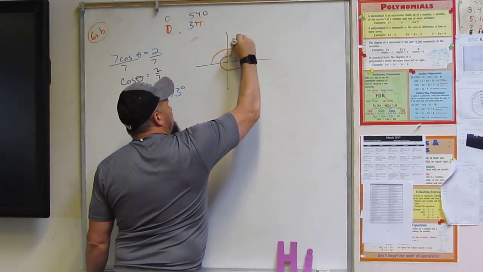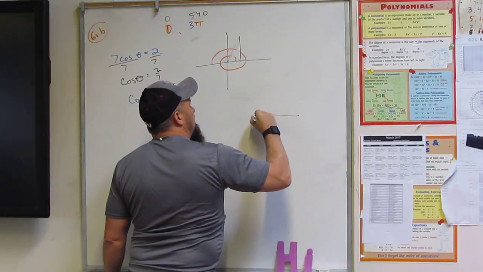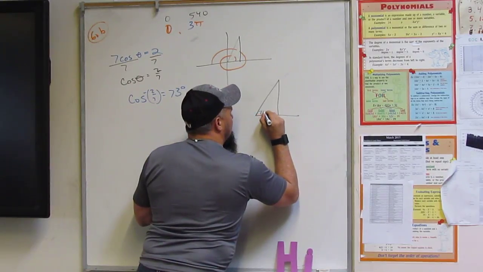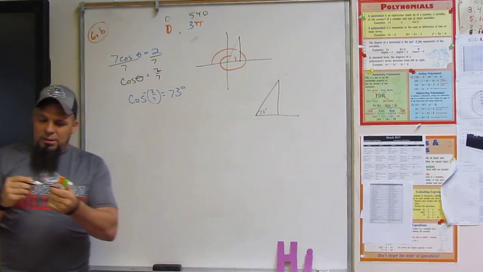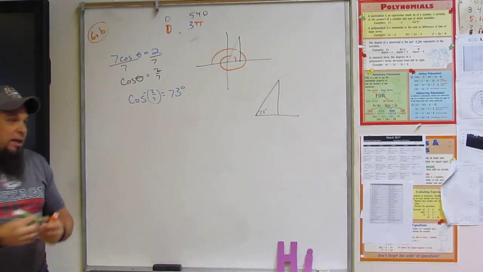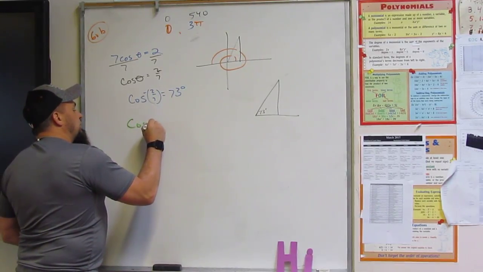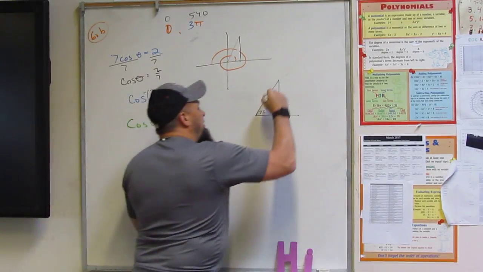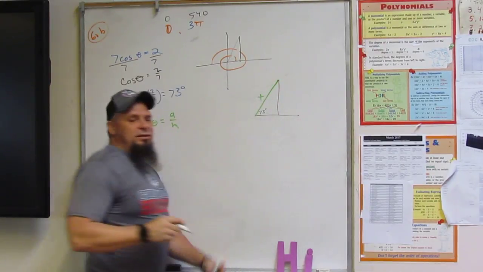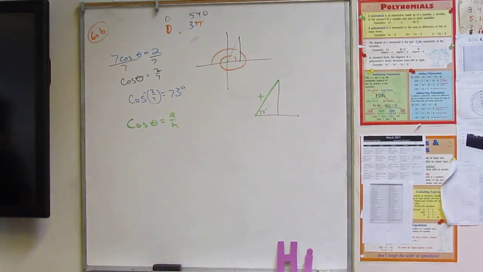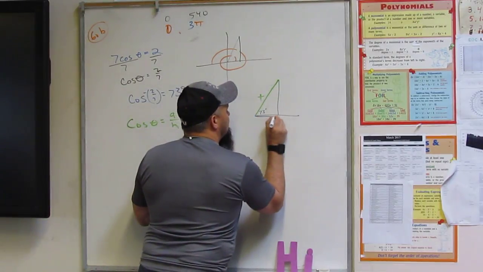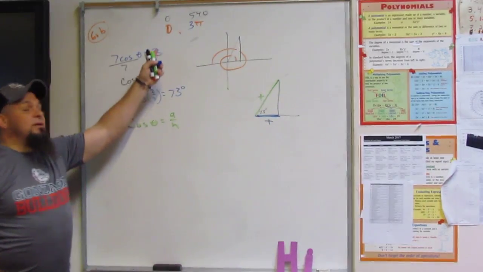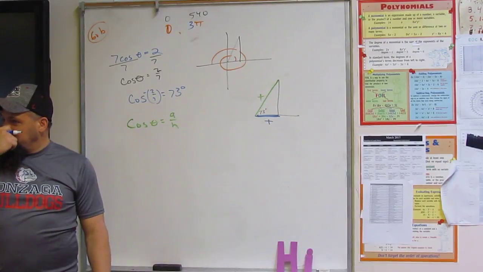So we're talking about this triangle that has a 73 degree angle on it, and its cosine is equal to adjacent over hypotenuse. And the hypotenuse is always positive. In this case, the adjacent side is positive. So it's positive over positive. That's what we want.